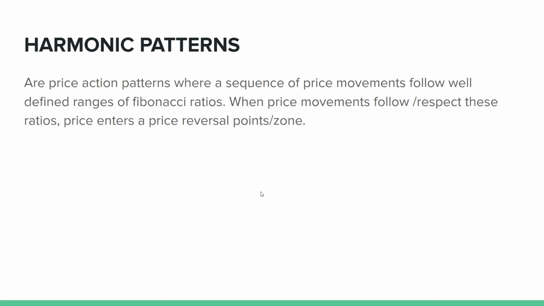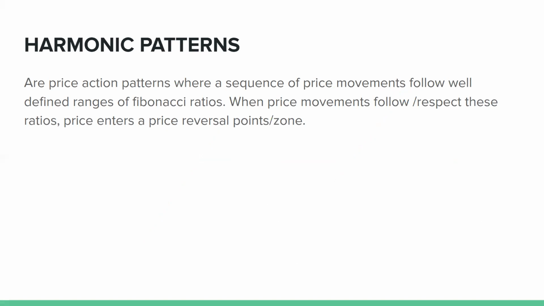So harmonic patterns. Now this is where the tricky part comes in, because you're supposed to know how to use Fibonacci ratios in order to do this part. Harmonic patterns are price action patterns where a sequence of price movements follow well-defined ranges of fib ratios.